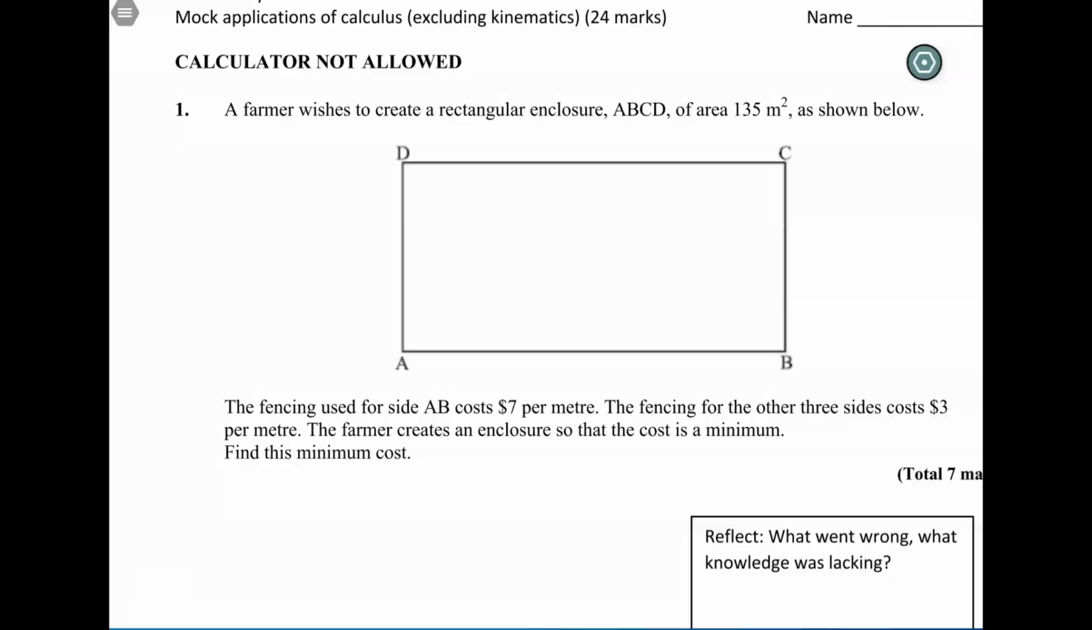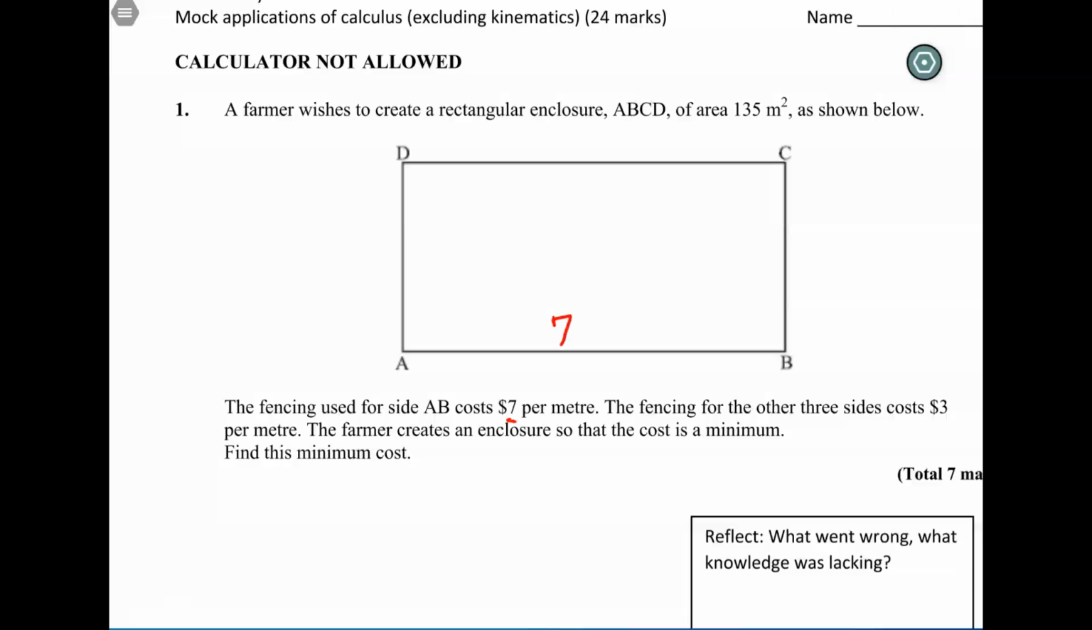It's about area. A farmer wishes to create a rectangular enclosure ABCD of area 135 as shown below. The fencing used for side AB costs $7 a meter. The fencing for the other three sides costs $3 a meter. The farmer creates an enclosure so that the cost is a minimum. Find this minimum cost. Okay, so first of all, I'm going to write the price per meter on each side.